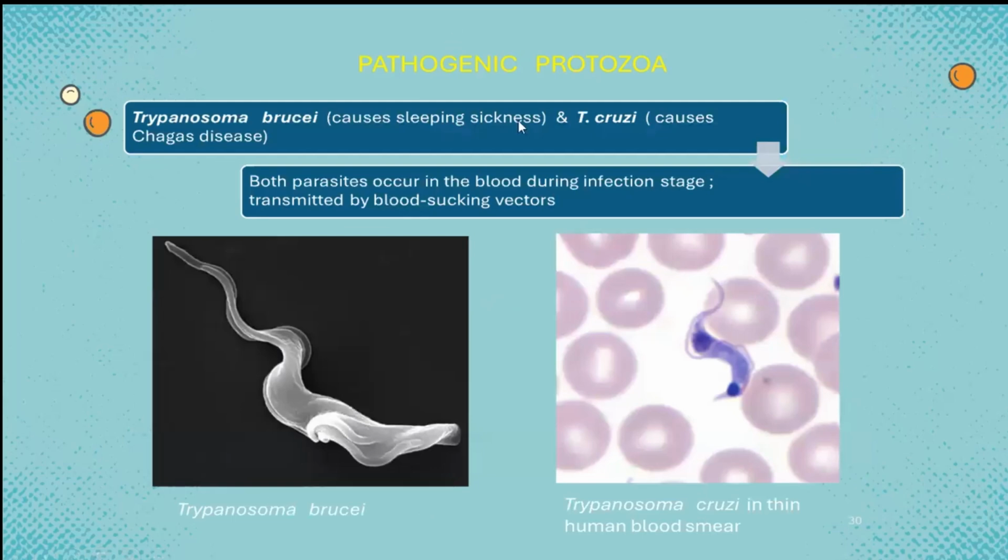And for pathogenic protozoa, for example, Trypanosoma brucei causes sleeping sickness and T. cruzi causes Chagas disease. Both parasites occur in the blood during the infection stage, transmitted by blood-sucking vectors. So this is the image of Trypanosoma brucei in thin human blood smears.